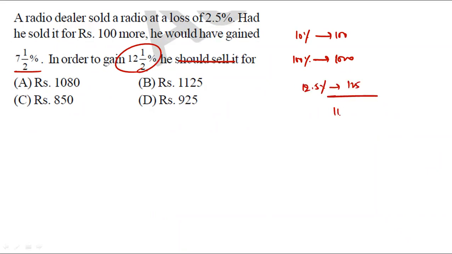125. You need to sell it for how much? 1125. In order to gain 12.5%, you need to sell it for 1125.